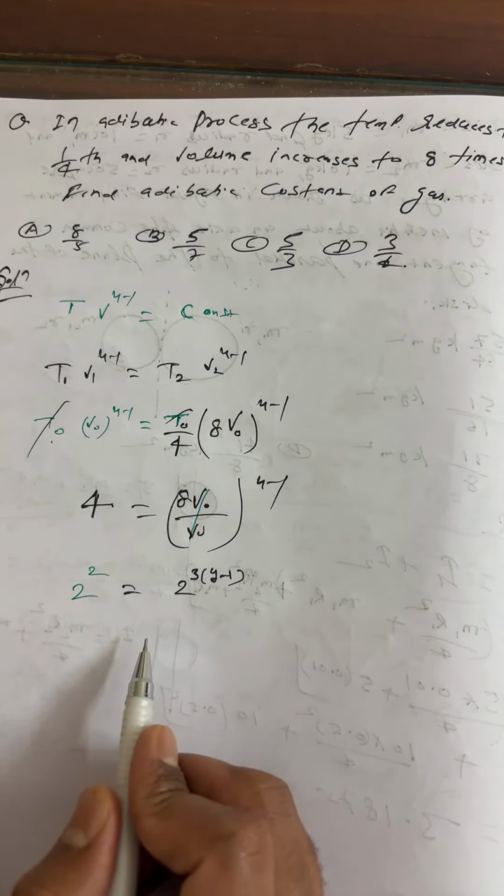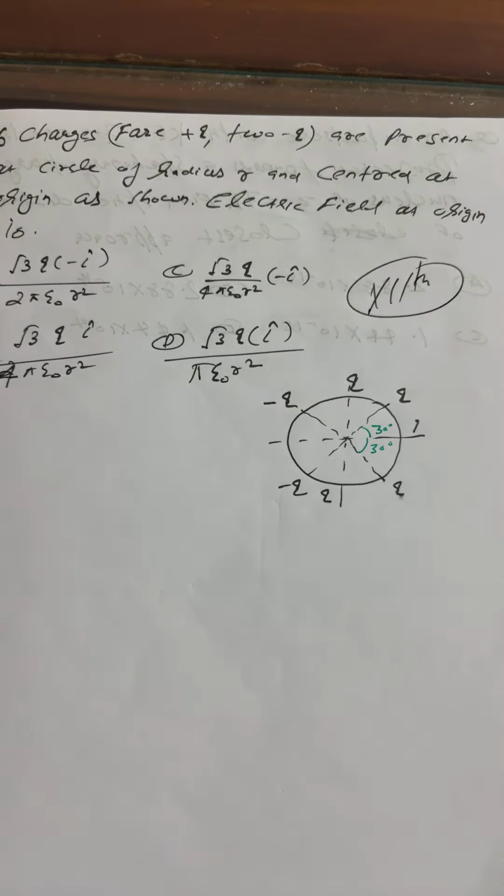Students, there are six charges. This question, students, I can say is from 12th class electrostatics. Six charges plus q and minus q are present on a circle of radius r, centered at origin as shown in the figure. We have to find the electric field at the origin.